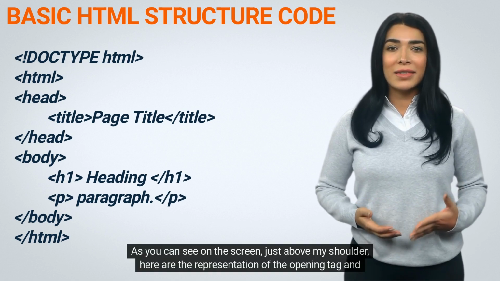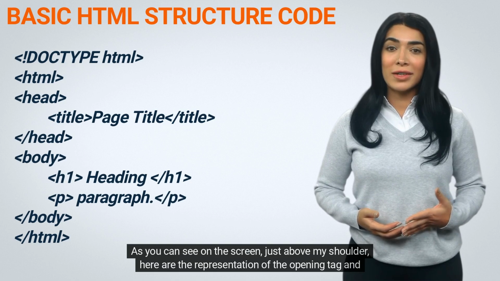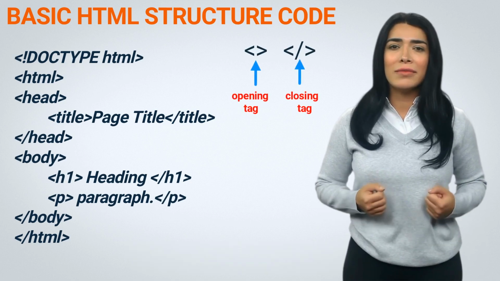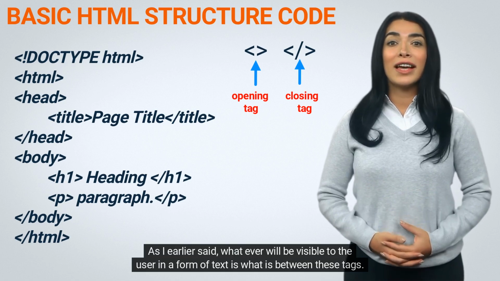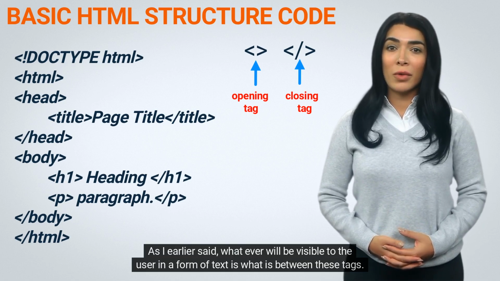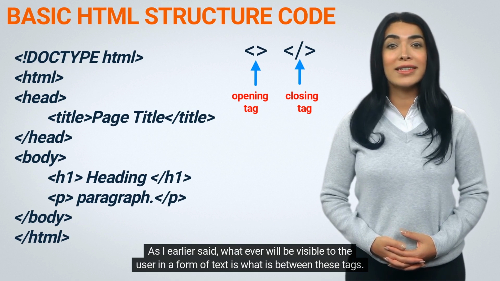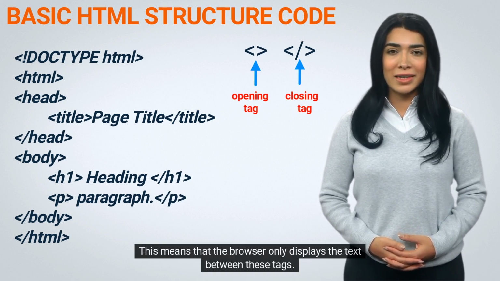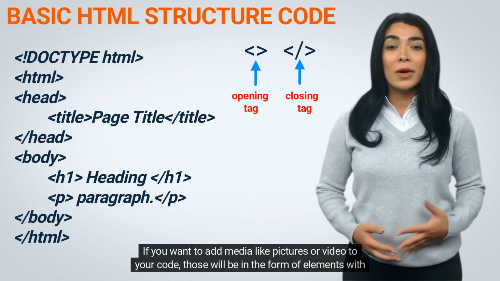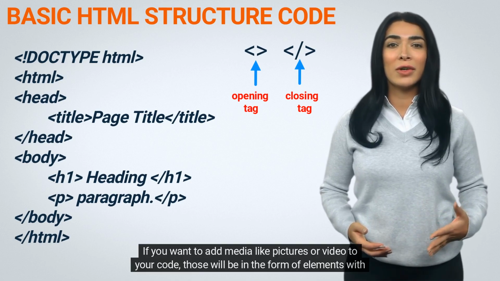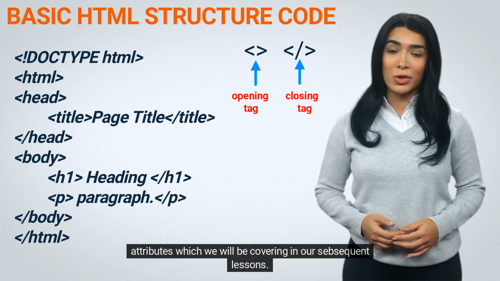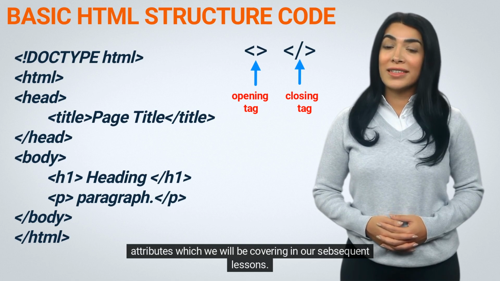As you can see on the screen, just above my shoulder, here are the representation of the opening tag and the closing tag. As I earlier said, whatever will be visible to the user in a form of text is what is between these tags. This means that the browser only displays the text between these tags. If you want to add media like pictures or video to your code, those will be in the form of elements with attributes, which we will be covering in our subsequent lessons.